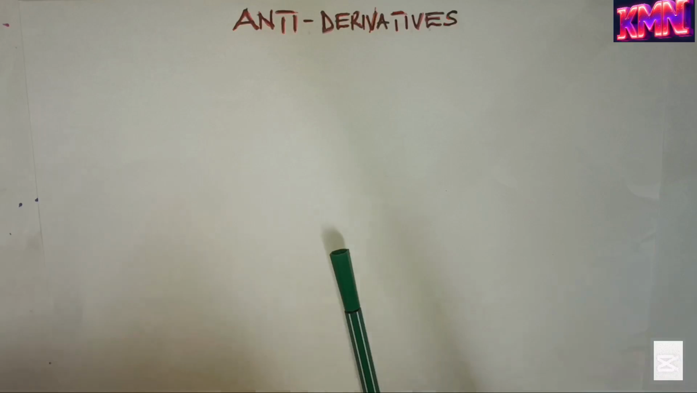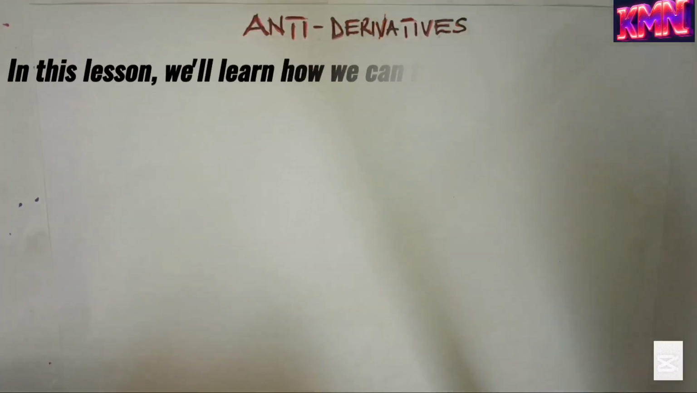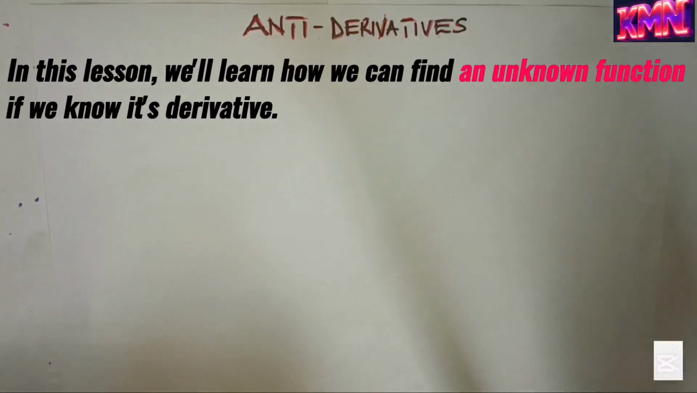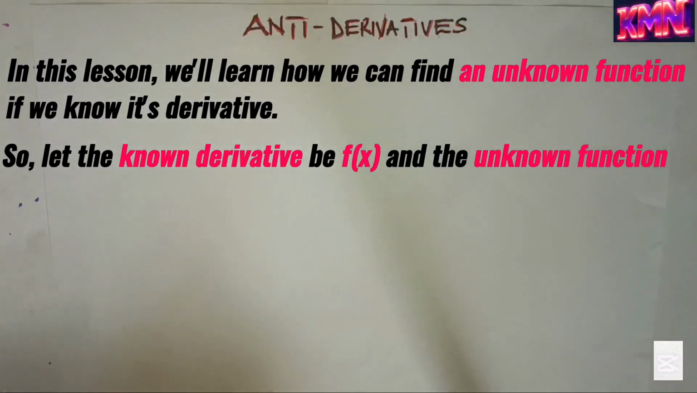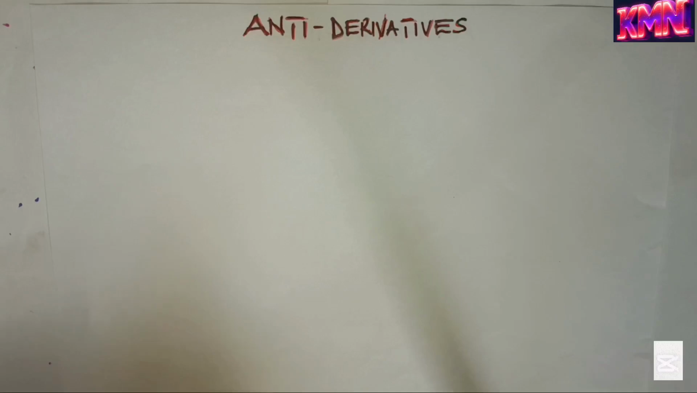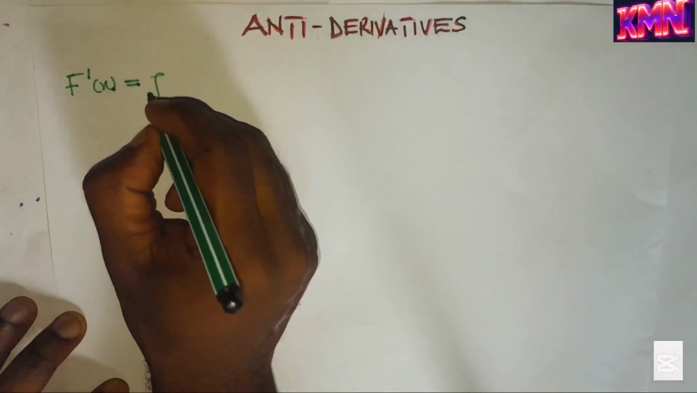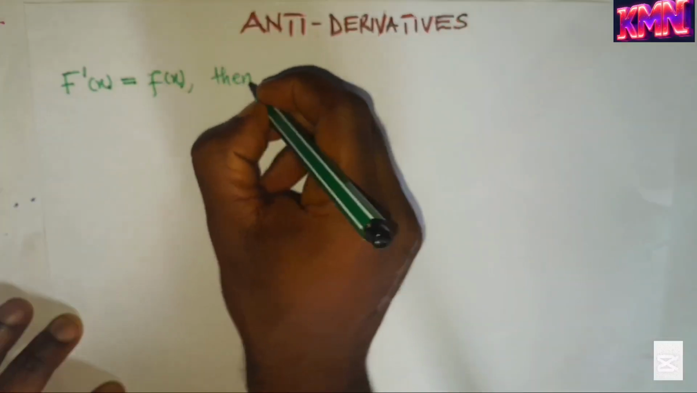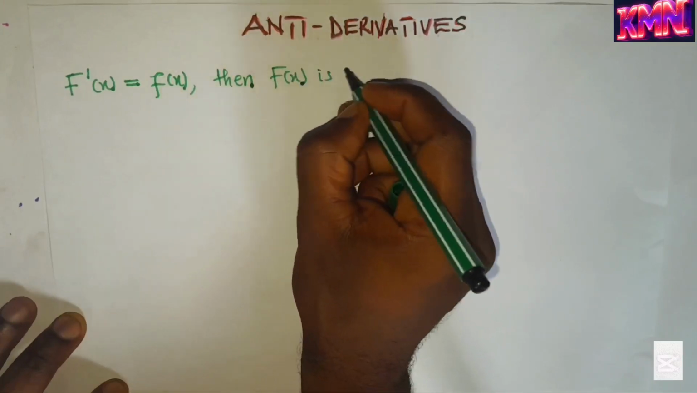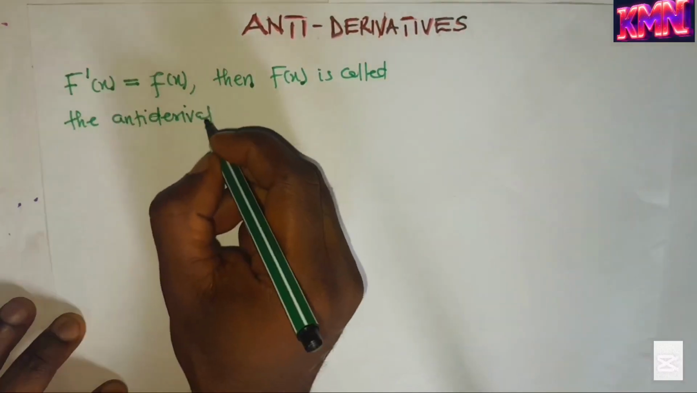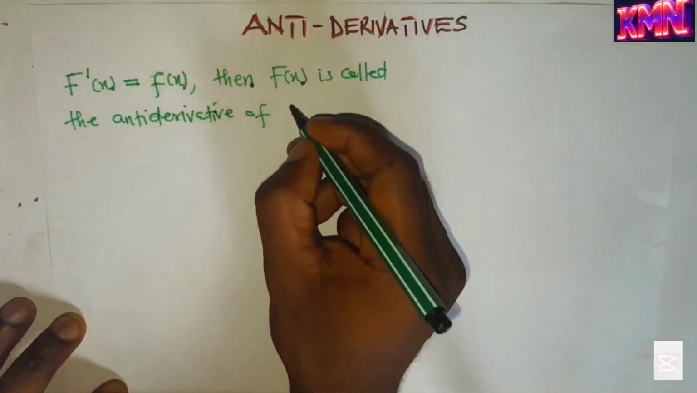So, today's concept is antiderivatives. In this lesson, we will learn how we can find an unknown function if we know its derivative. So, let the known derivative be small f at x, and then the unknown function is big F at x. So if big F prime at x gives us small f at x, then the big F at x is called the antiderivative of small f at x.